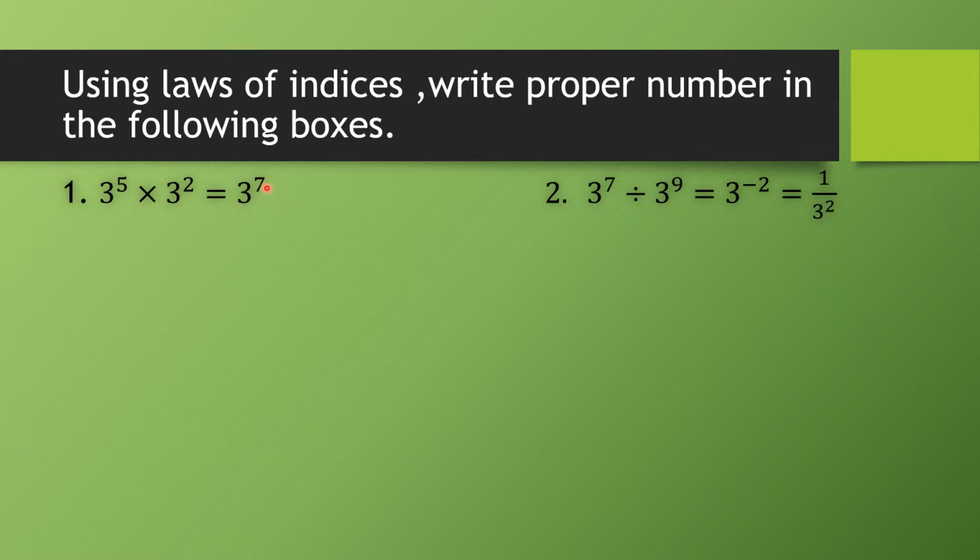Now which law is applied here? Can you tell? The first law, a raised to m into a raised to n is equal to a raised to m plus n. This law is applied in this example. The second example is 3 raised to 7 divided by 3 raised to 9 is equal to, I have written here 3 raised to minus 2 and this 3 raised to minus 2 can be again written as 1 upon 3 raised to 2.